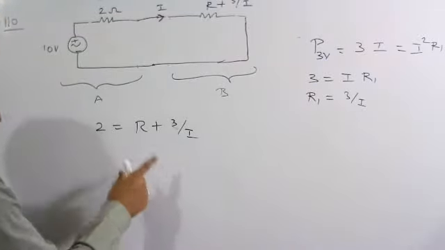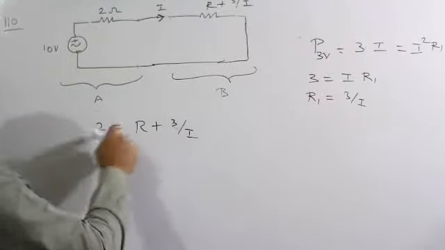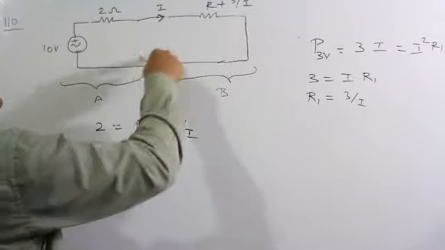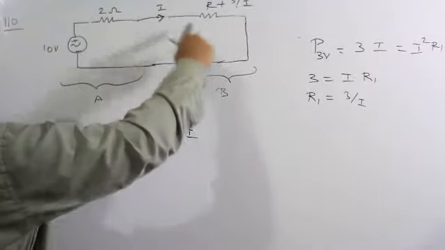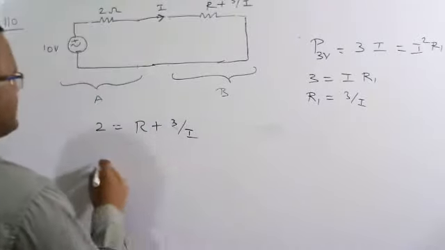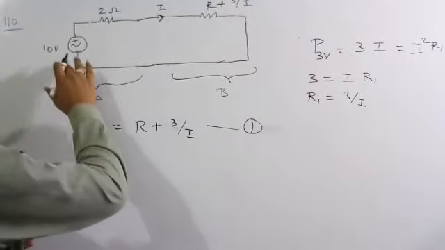This equation is for the maximum power transfer. So when RL is equal to RS, RL is this one and RS is this one. Now I want to figure out another equation, right? So another equation is just the KVL across this loop. Let me write here, this is equation 1 and this is equation 2. So the supply voltage is 10 volt, right?